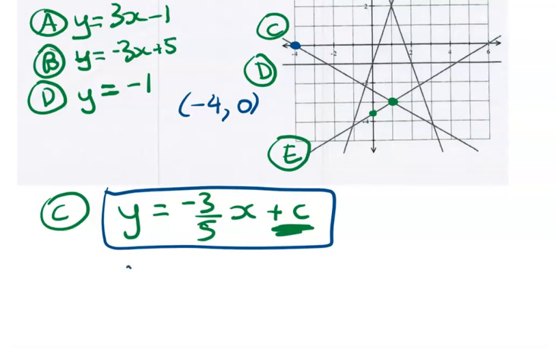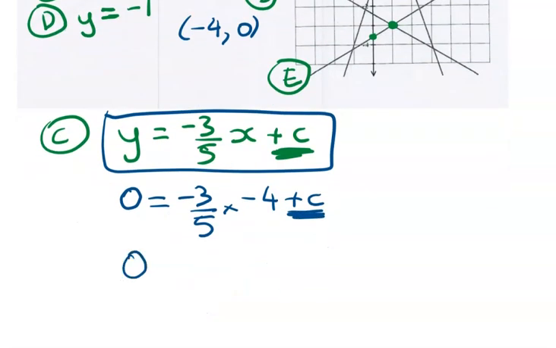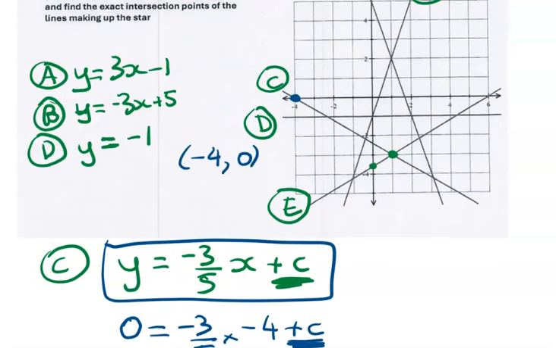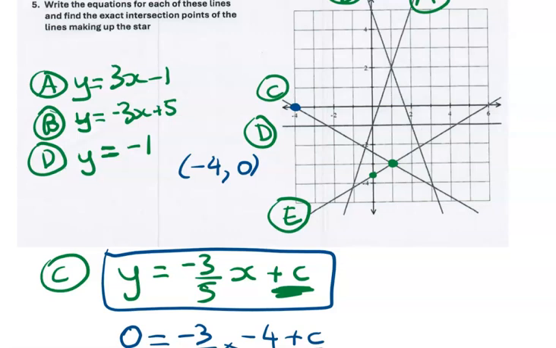Right, so we can say that 0 is equal to -3/5 times -4 plus c, and that's going to tell me exactly where the y-intercept is. Now that works out to be 0 equals 12/5 plus c, so c is equal to -12/5, which is -2.4. So let's see if it fits. Well, look at that. I mean, it would be bad if it didn't, right? I would have made a bad video.